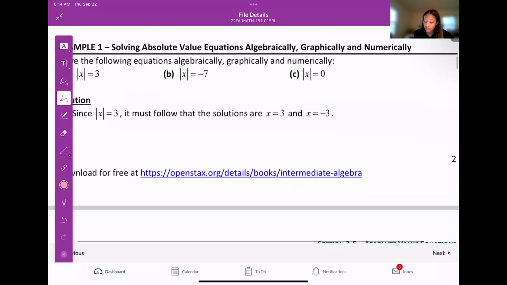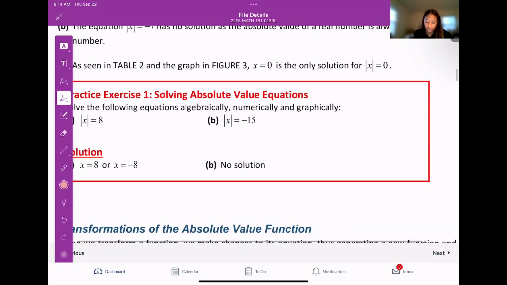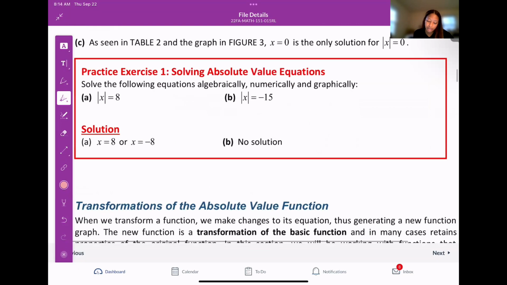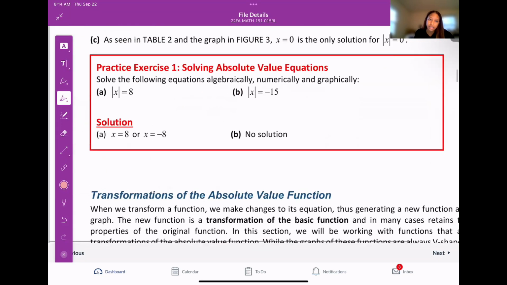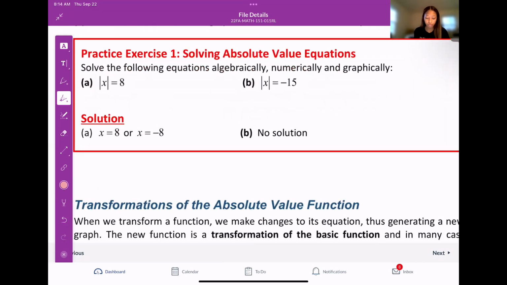All right. Example one goes with really easy examples. I want to do more interesting ones. So I'm going to scroll down a bit. Actually, it doesn't hurt to go over, I guess, an easy one. So we can look at this practice one really quickly. If we have the absolute value of x is equal to 8, then that means that x, the term inside of the absolute value, either equals 8 or it equals negative 8.